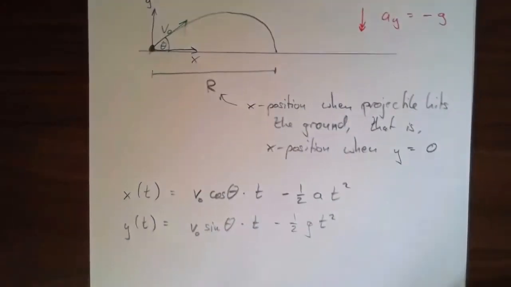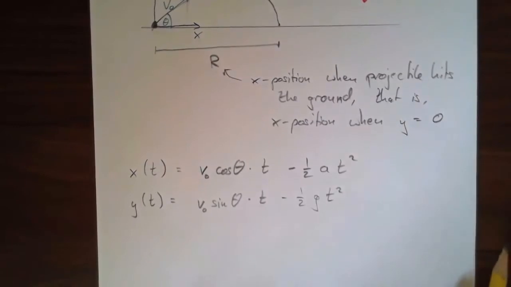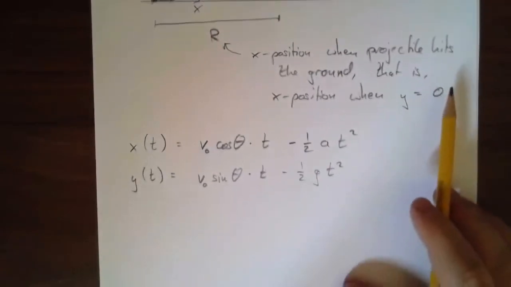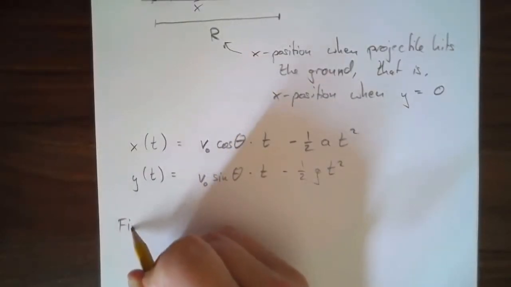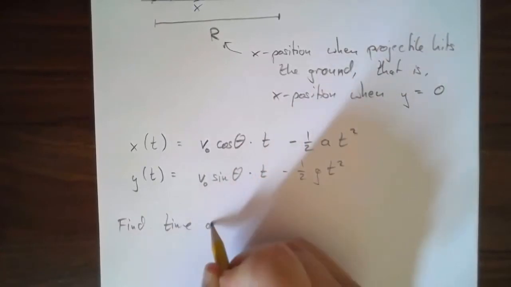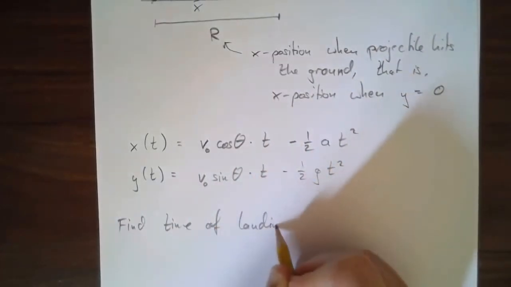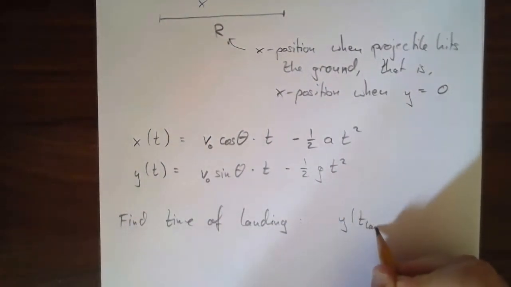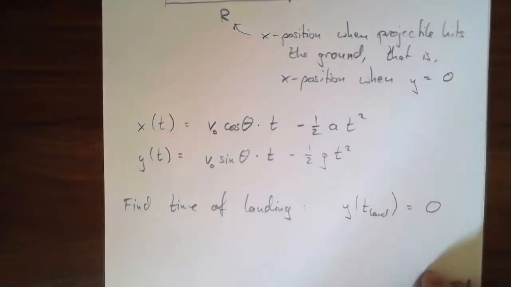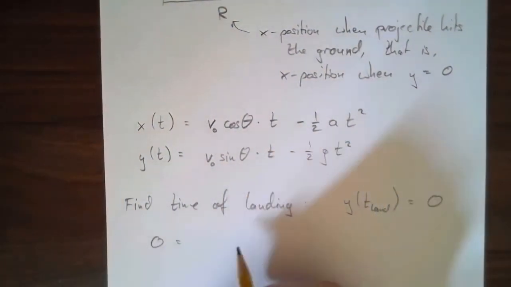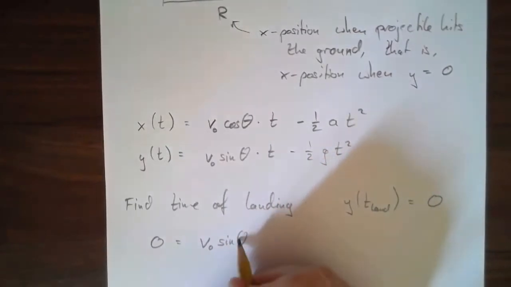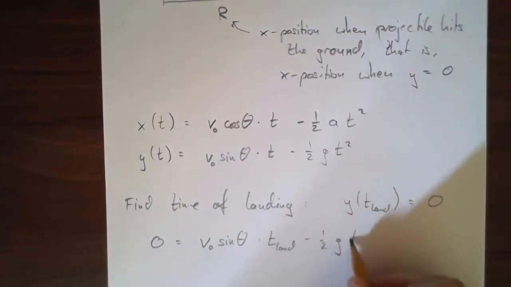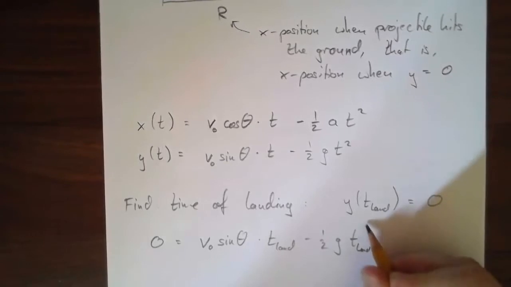Alright, so can we find the range? Well, the range, we said how to find it, we kind of figured it out already. So when is y 0? Now we're going to find the time of landing. At this time, y at the time of landing is equal to 0. So I can write 0 is equal to v naught sine theta times the time of landing minus 1/2 g t landing squared, right?